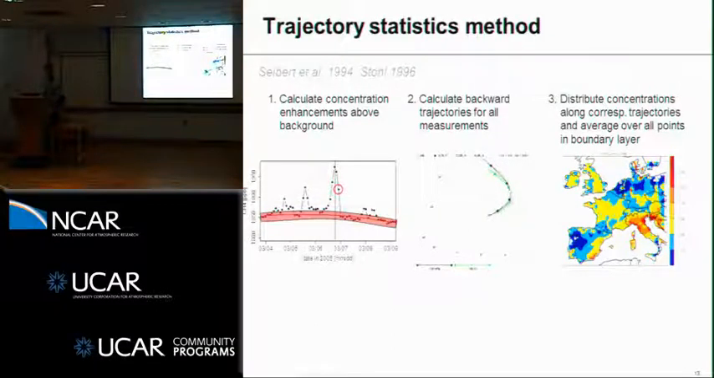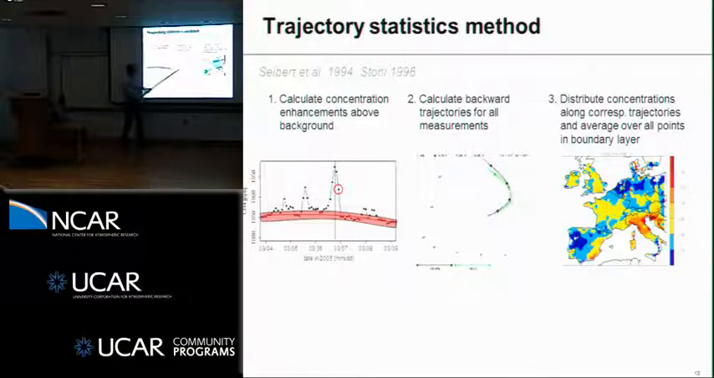And now, how do we allocate sources of these species? One really simple method is this so-called trajectory statistics method, which I think was first suggested by Peter Seibert and then refined by Andreas Stohl. So what you do is you have a time series of measurements, concentrations, for instance, methane. Then we determine a background level and the deviation, so the enhancement above that background due to a pollution event, transport from the boundary layer.